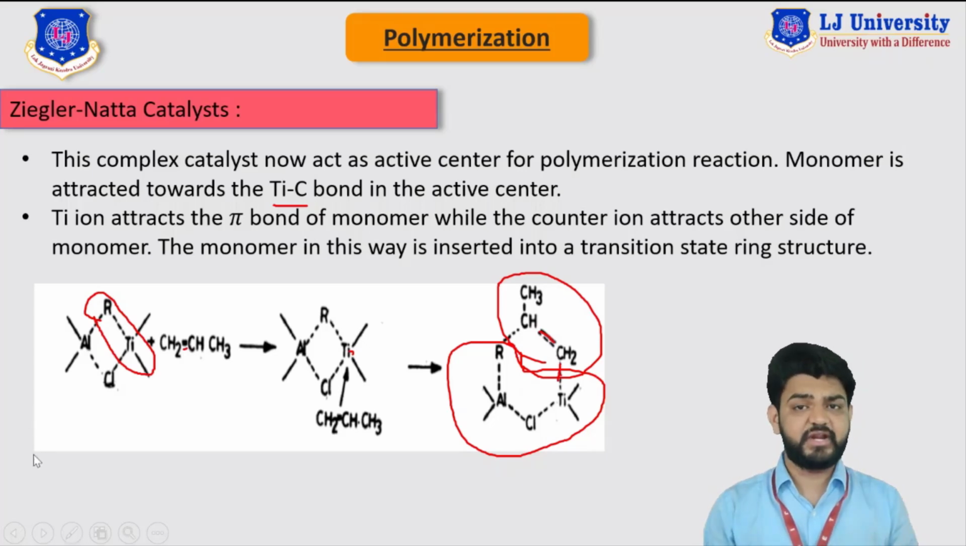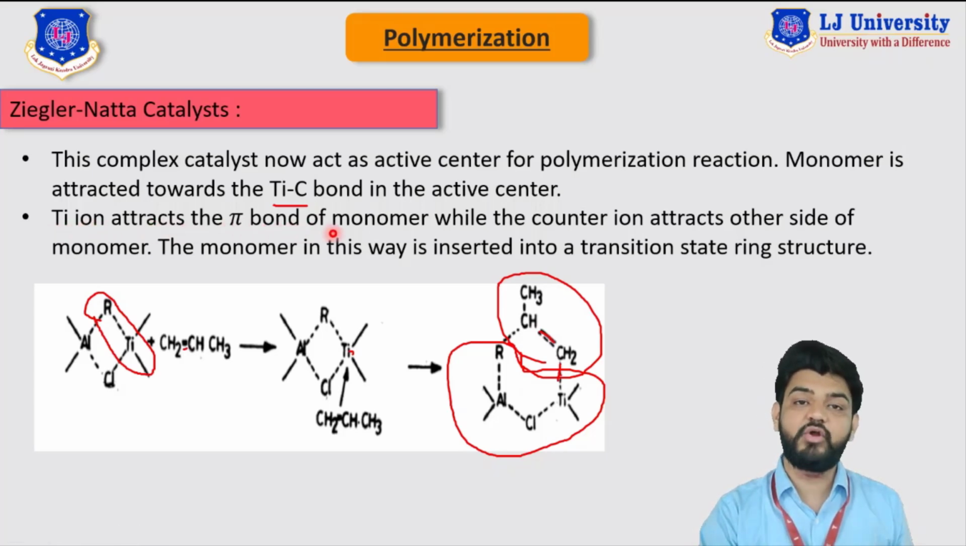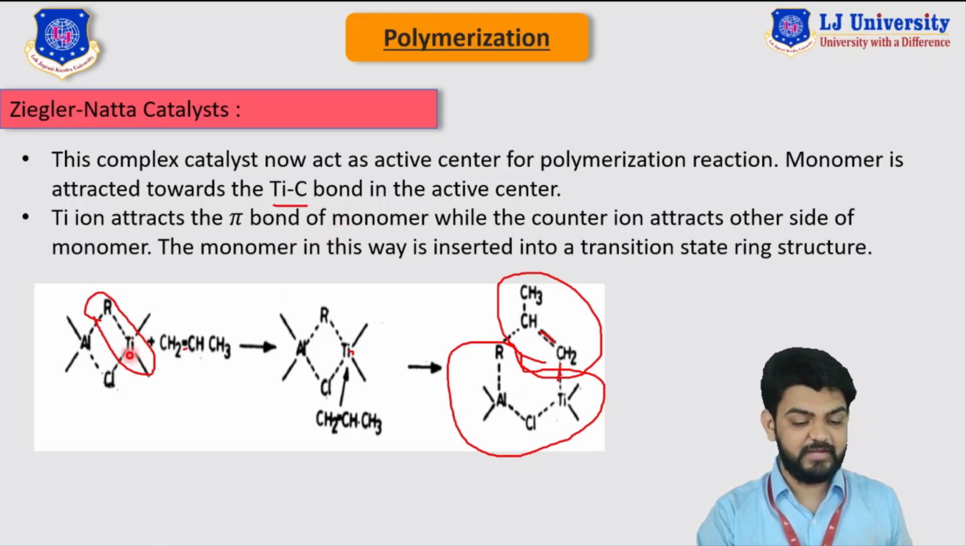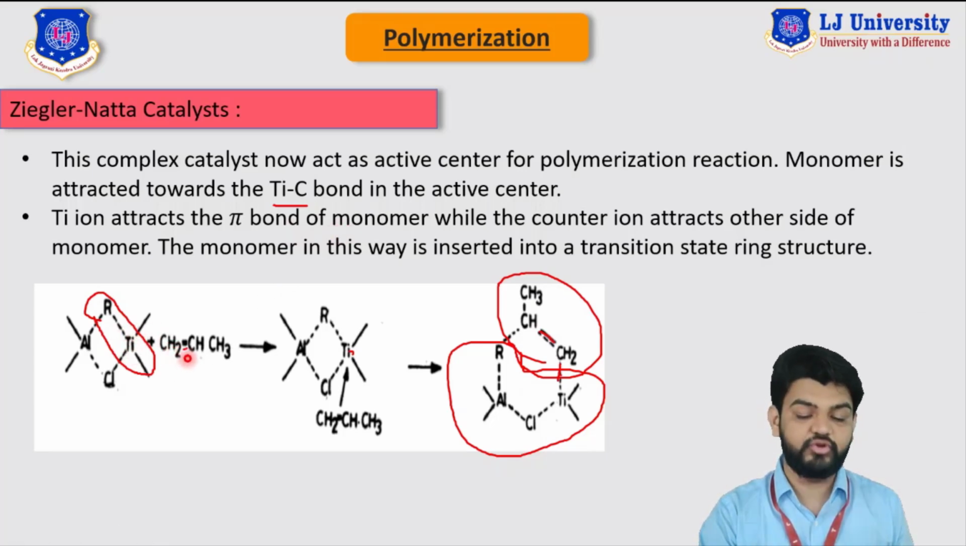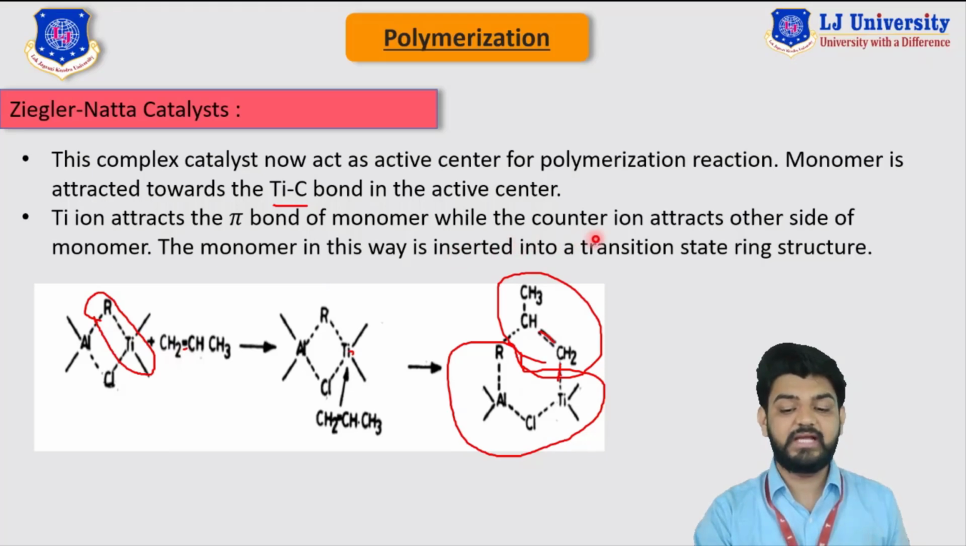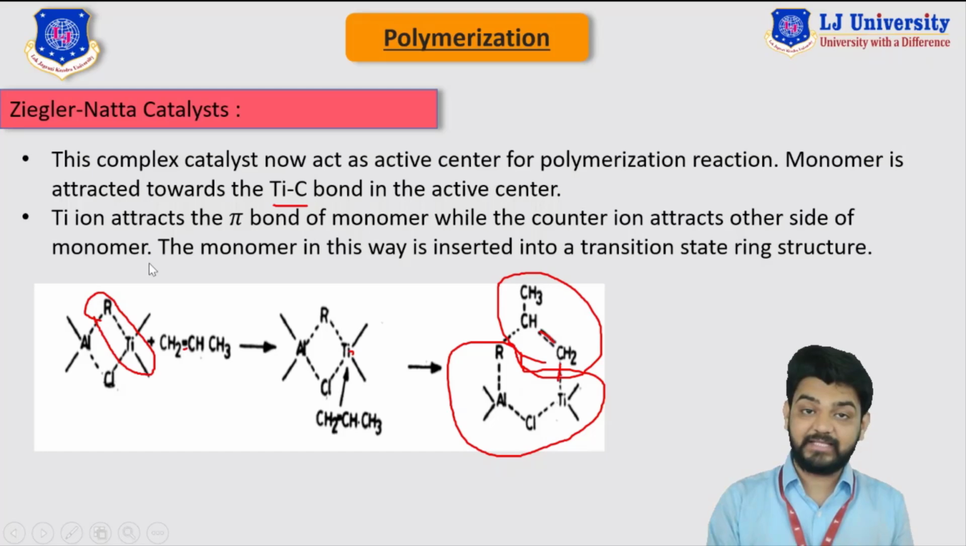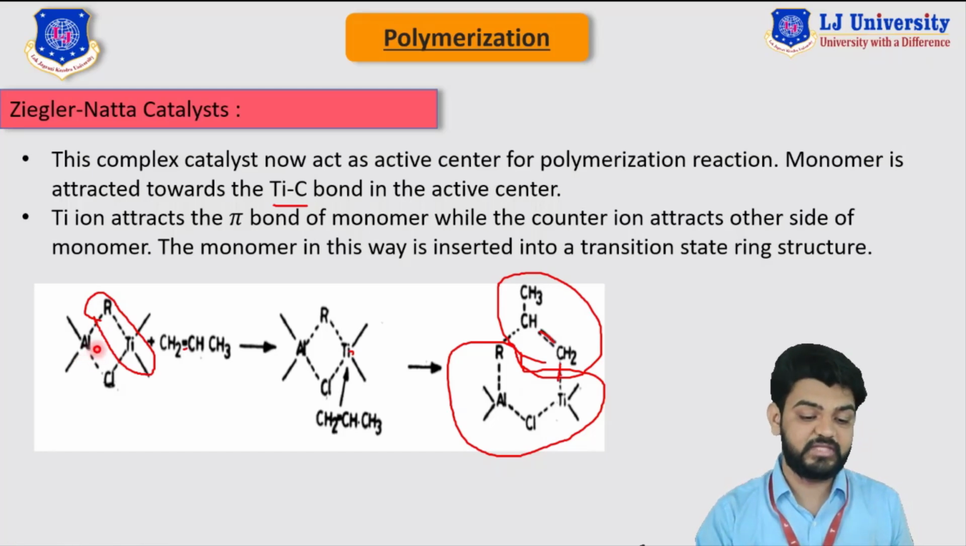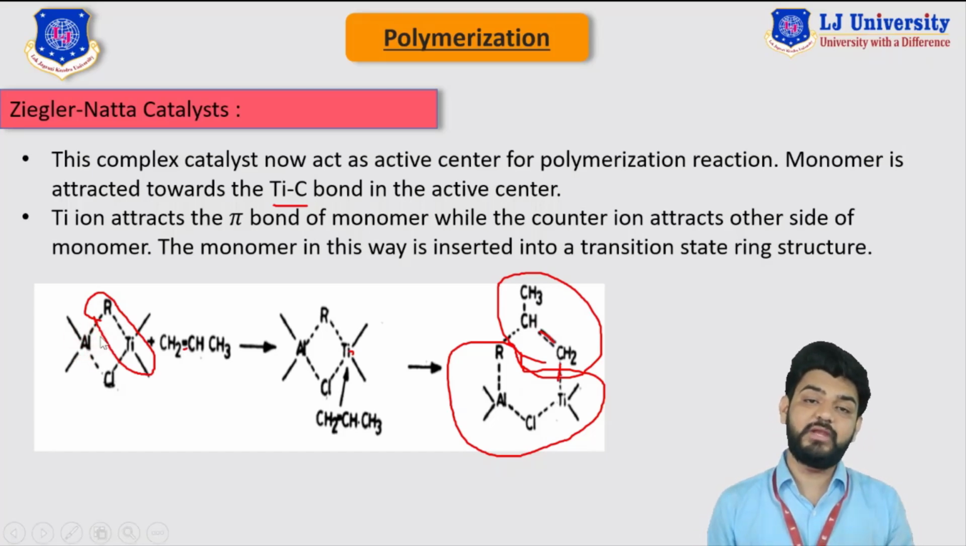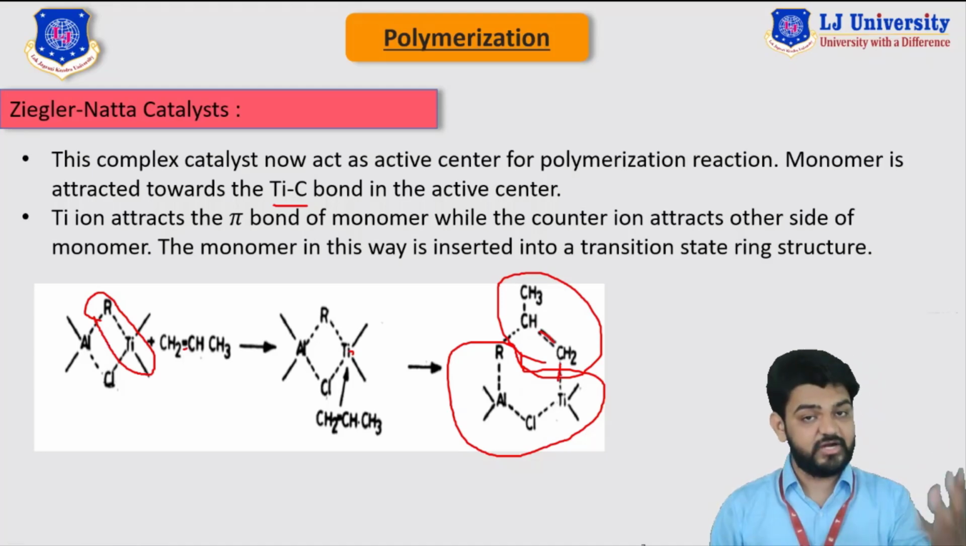Now let me just read this. The titanium ion that we have described already is now attached to the pi bond of the monomer. So this titanium ion will attack the pi bond of this monomer, and the counter ion attacks the other side of the monomer. The counter ion is nothing but your aluminum. So aluminum will attack the other side of the monomer.